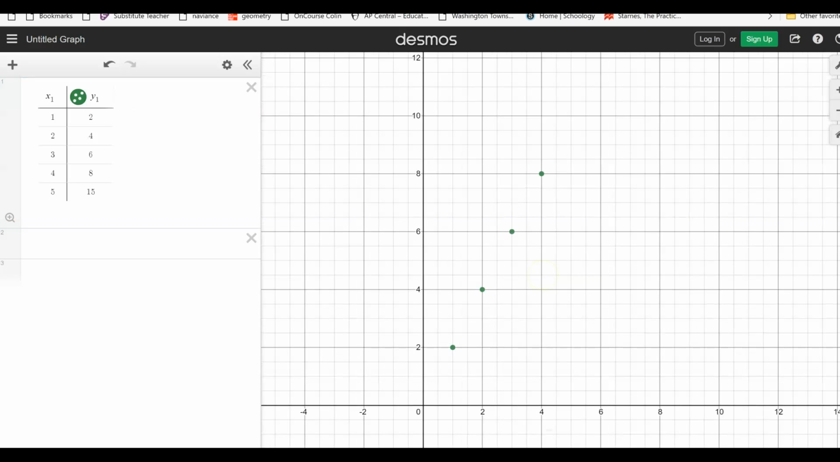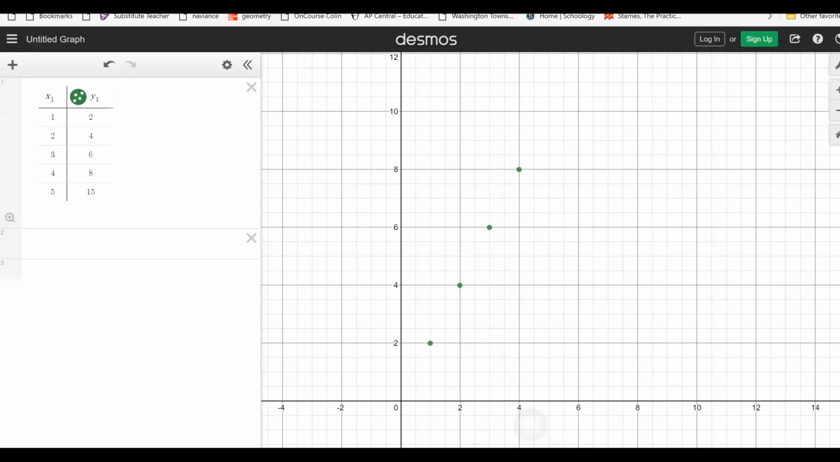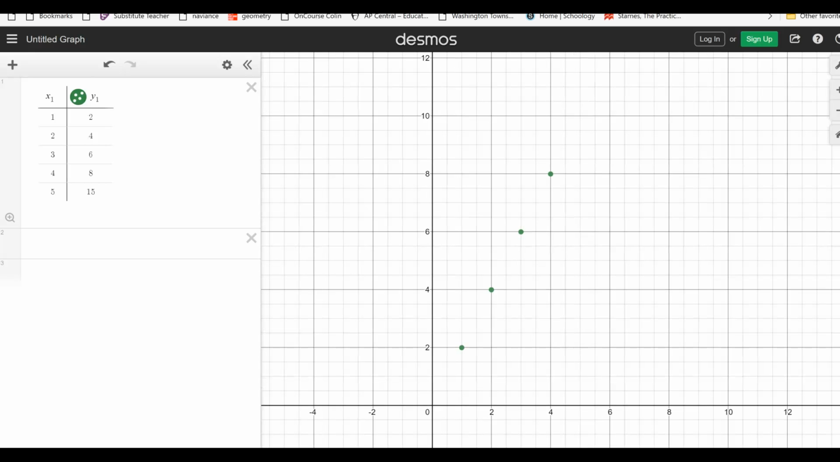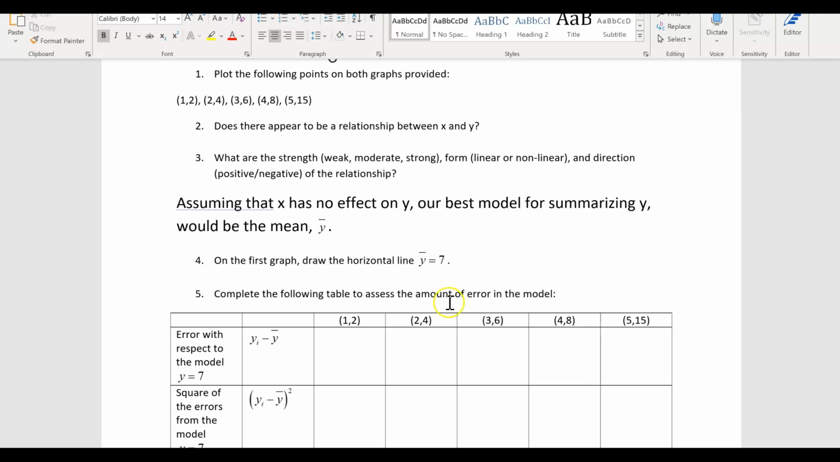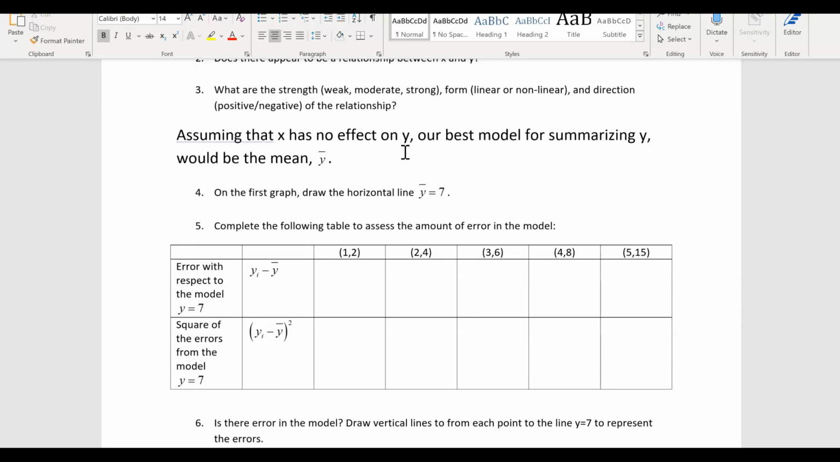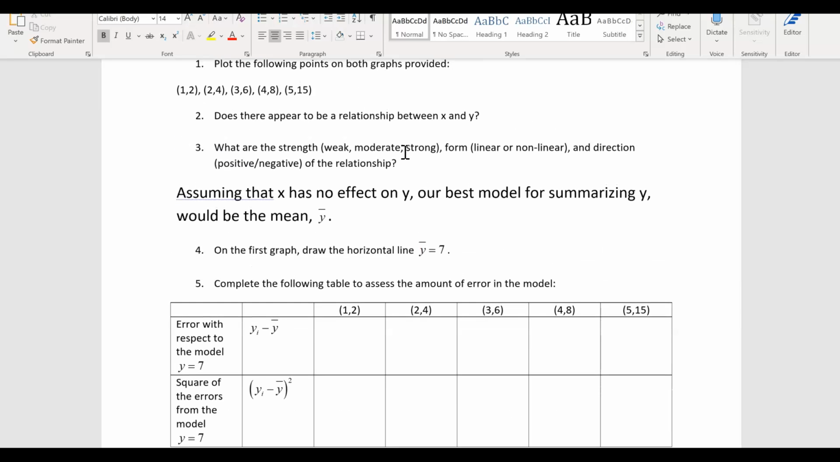I'm going to drag this in so we can see it. The point 5, 15 sort of comes off of the graph a little bit. So the first part of the activity presupposes, suppose we don't know anything about the behavior of x, and what we want to do is estimate y. How would we do that? Well, we'd go back to chapter 1, and one of the ways that we estimated any variable is by taking the mean. So I would take those 5 points, 2, 4, 6, 8, and 15, and average them. When I average those points, I get a y bar, or an average, of 7.